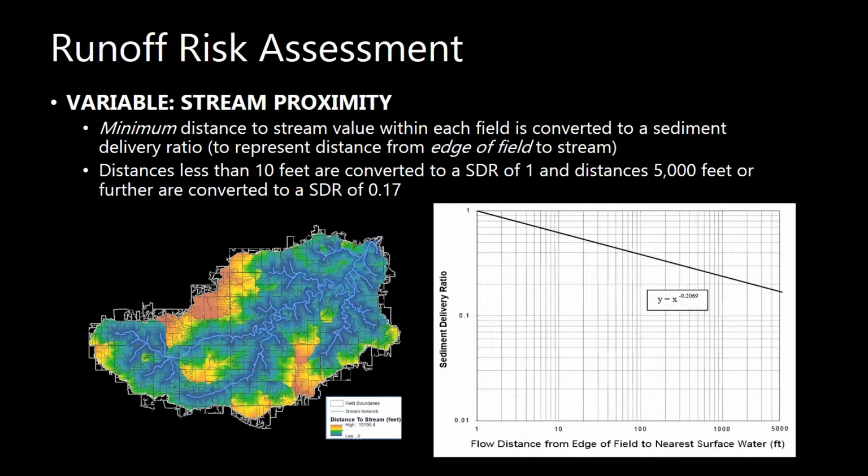So the first variable of the Runoff Risk Assessment is stream proximity. And so values from the distance to stream raster will be converted to a sediment delivery ratio, and this is going to represent that distance from each edge of the agricultural field. This has a range of 0.17 to 1. Where distances less than 10 feet are converted to a sediment delivery ratio of 1, indicating that they're very close to the stream. And distances that are 5,000 feet or greater away are converted to a sediment delivery ratio of 0.17.